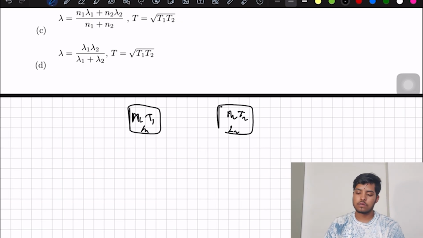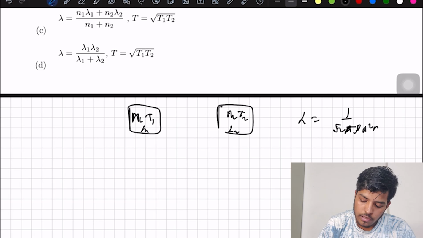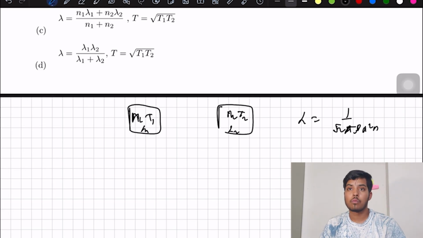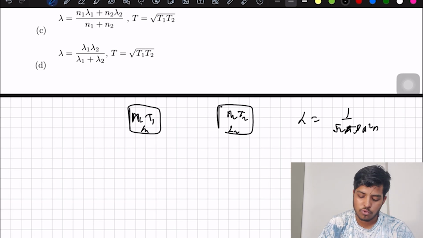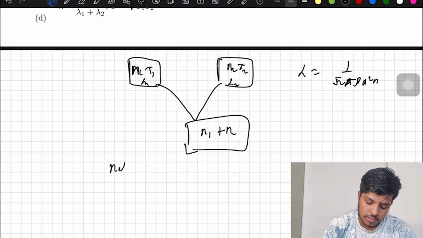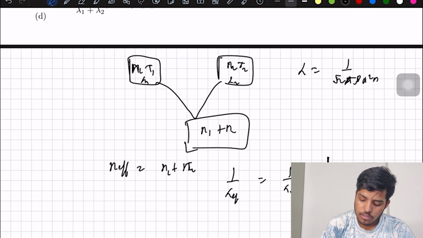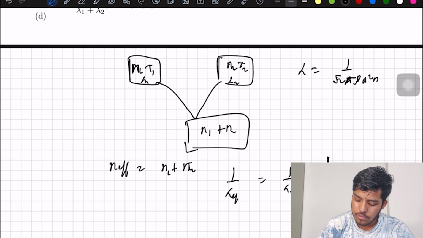And for mean free path, everybody should know the formula. Lambda equals 1 upon root 2 pi rho d square n. So it is inversely proportional to the number of moles. Finally, they are in the same container, so total moles equals n1 plus n2. N effective equals n1 plus n2, right? So 1 upon lambda effective equals 1 upon lambda 1 plus 1 upon lambda 2. So lambda effective equals lambda 1 lambda 2 upon lambda 1 plus lambda 2.